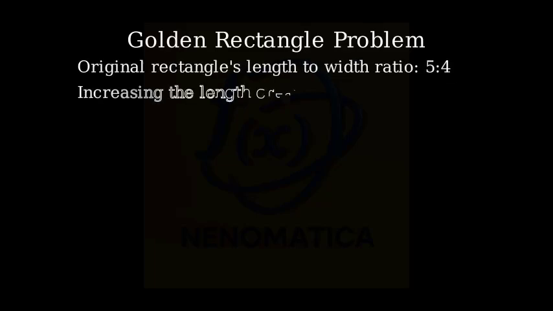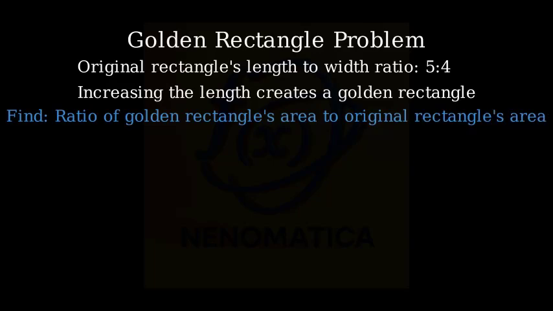Welcome to our math problem-solving video. Today, we'll find the ratio of areas between a golden rectangle and the original rectangle. Here's our problem. The ratio of length to width of a rectangle is 5:4. By increasing the length of the rectangle, we'll get a golden rectangle. What is the ratio of the golden rectangle's area to the original rectangle's area?